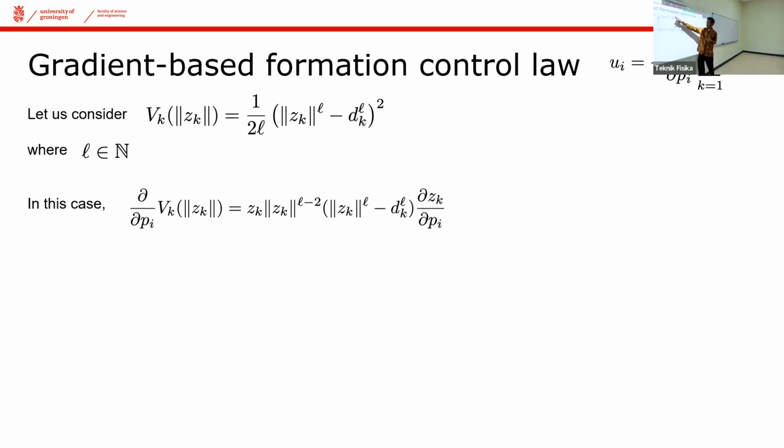And you can imagine in your mind that if your current distance is higher than the desired distance, then this function will grow. So if this zk is further and further away from the desired distance, this number will grow even higher. And when it is less than the desired distance, it will still grow again. So it has a minimum at the desired distance.